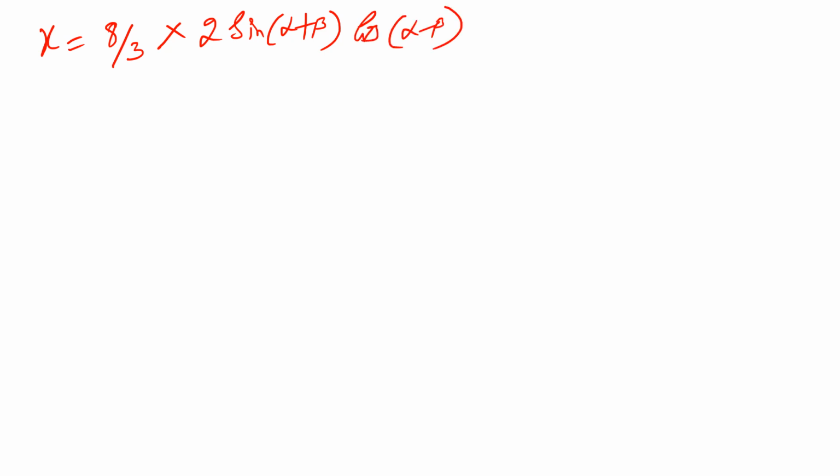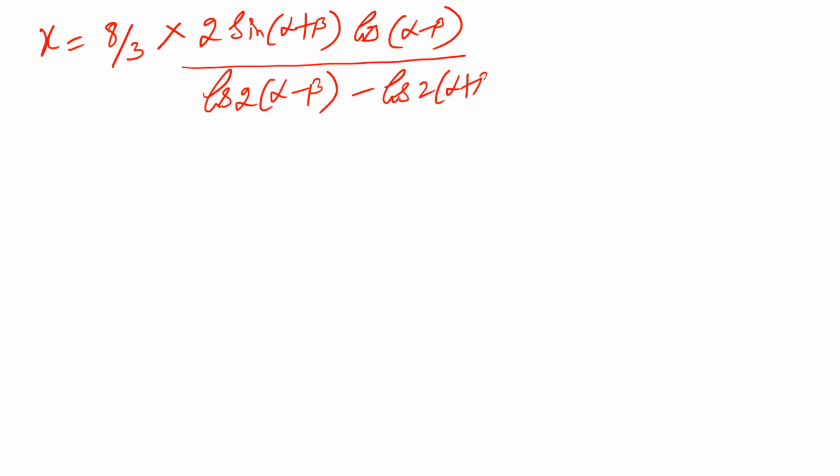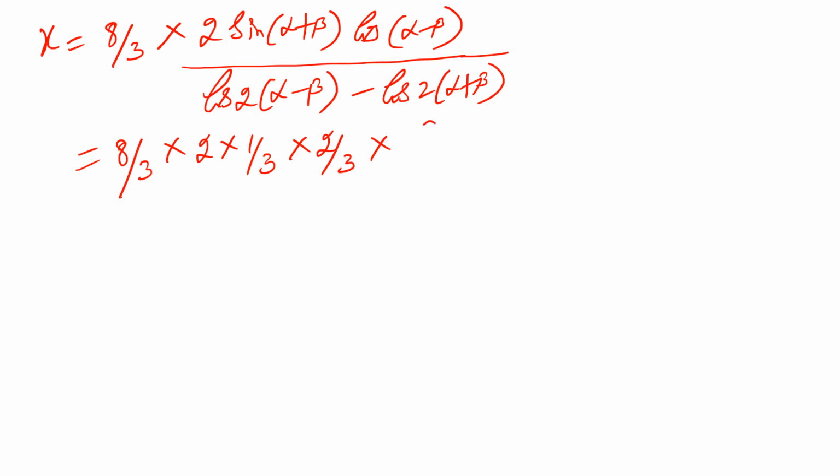Now x can be written as 8 by 3 into 2 times sine alpha plus beta into cos alpha minus beta. And in the denominator, I was having 2 sine 2 alpha into sine 2 beta, which can be written as cos 2 times alpha minus beta minus cos 2 times alpha plus beta. Right? Now just put in the values. You'll be getting 8 by 3 into 2 into 1 by 3 into 2 by 3 and inside the bracket I can write 1 upon.